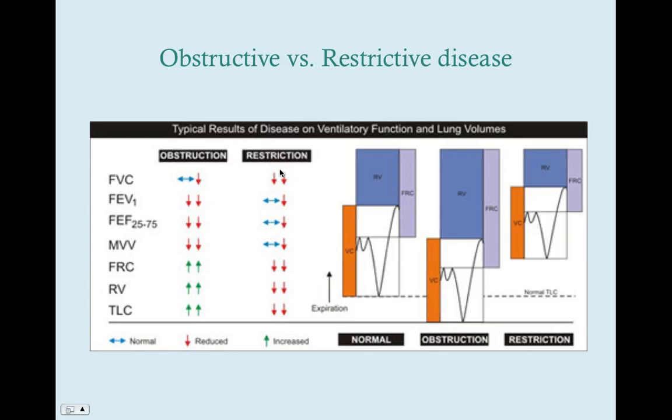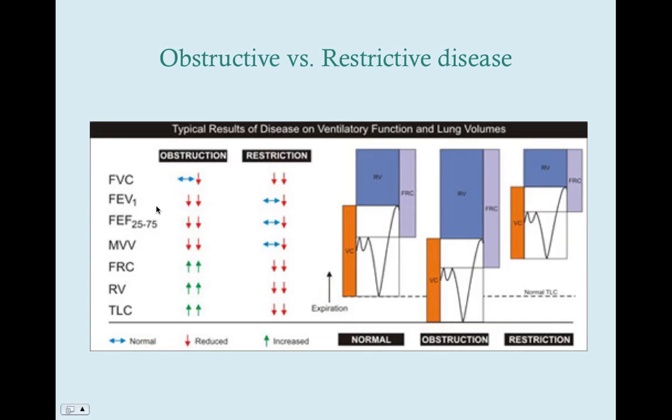With restrictive lung diseases, really the best way to remember it is just that all the volumes are going down. So your FVC is going down, your FRC is going down, your residual volume is going down, your total lung capacity is going down, because your tissue is just less compliant with bringing air in because it's diseased.